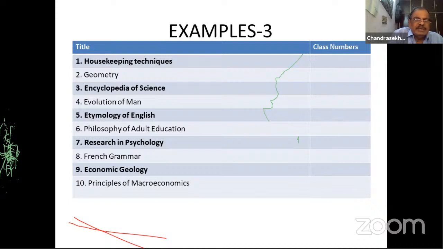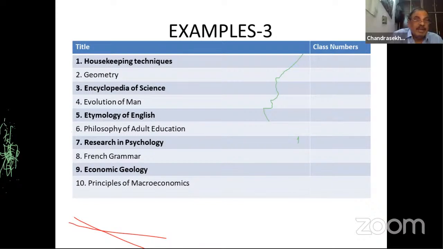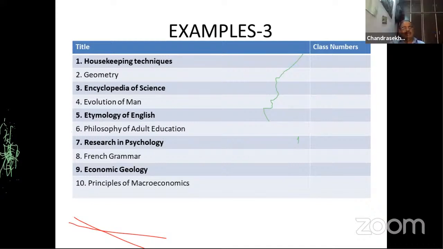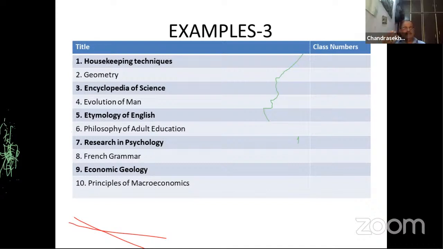Economic geology. Geology is earth sciences. 550. I think in the third summary you will find it. Not economics 330, but 550. Geology is 553, sir. So the main focus is geology. It's a subdivision of geology, different types of geology. So economic geology, you got that number. Okay.